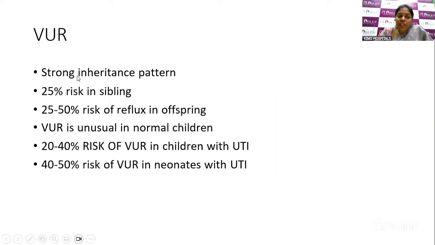Vesicoureteric reflux has a very strong inheritance pattern, 25% risk in siblings and 25 to 50% risk of reflux in offspring, and VUR is unusual in normal children. There is a 20 to 40% risk of VUR in children with UTI, and 40 to 50% in neonates with UTI. So if a neonate comes with culture-positive or symptomatic UTI, the risk of vesicoureteric reflux is very high. That is why it is quite important to evaluate any neonate with a significant urine infection.